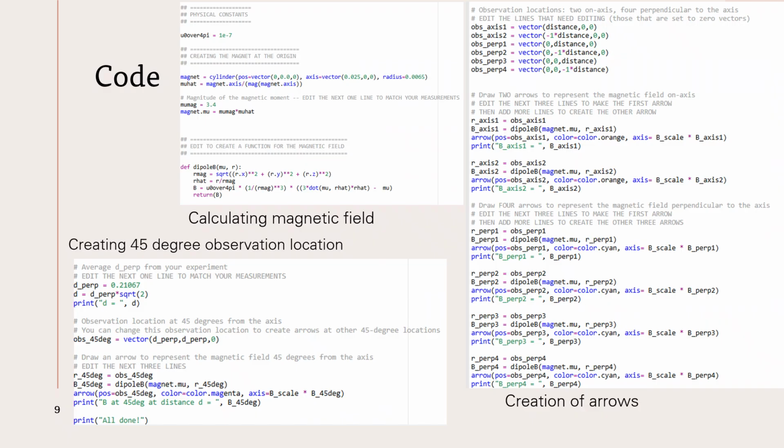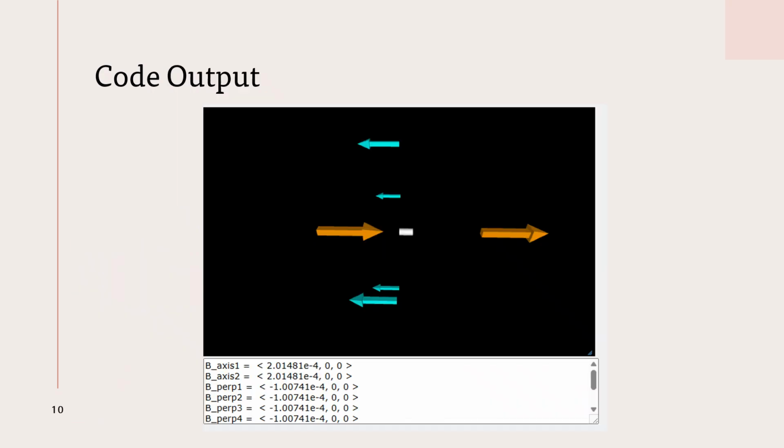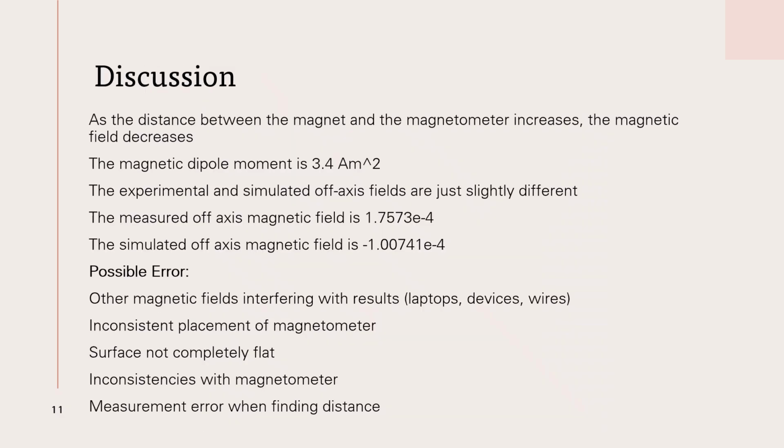Here are some screenshots of my code. The first image, right next to the title, is calculating the magnetic field function, and the big picture is the creation of arrows for our model. The picture at the bottom is creating the 45-degree observation location. Here is the output of our code. As you can see, it looks very similar to the dipole field that I pictured on the physics principles slide.